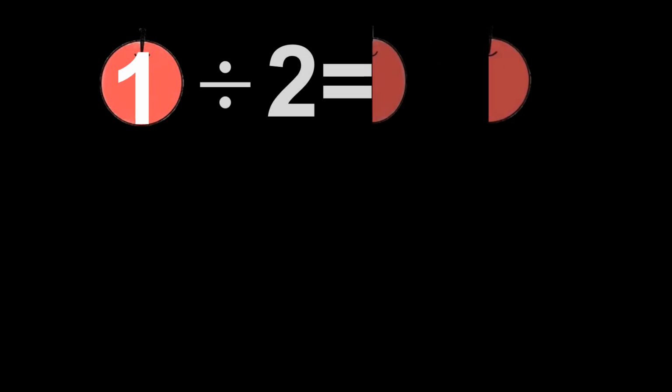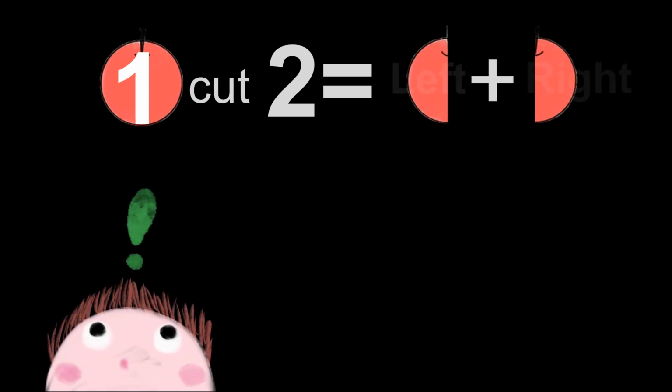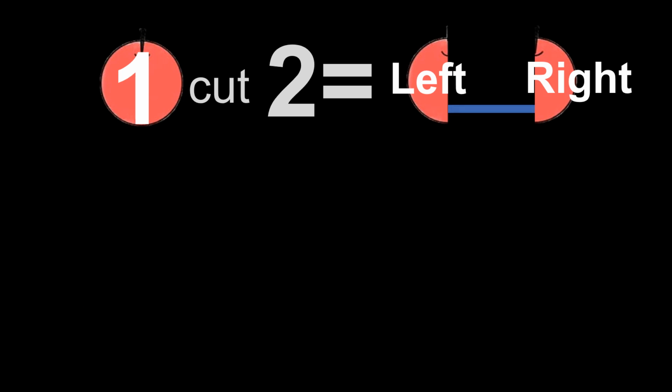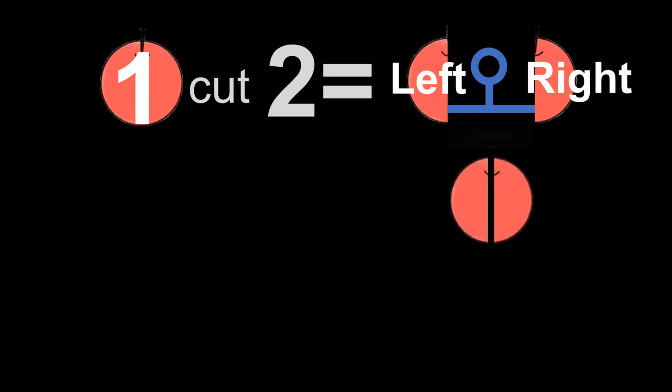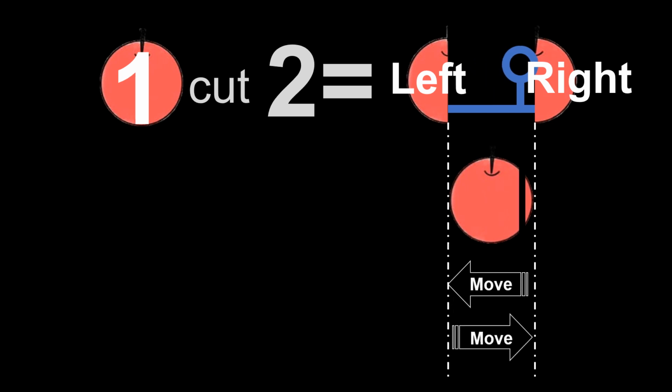1 apple cut 2 is half and half, left and right. What? You might be able to compute the concepts left and right. Right and left are concepts. Then it exists at both ends of the apple, like a plane without mass. Just as a coin is 3-dimensional, but the front and back surfaces are 2-dimensional, making it a concept in a sense. This will be the command symbol that moves between and among those concepts.